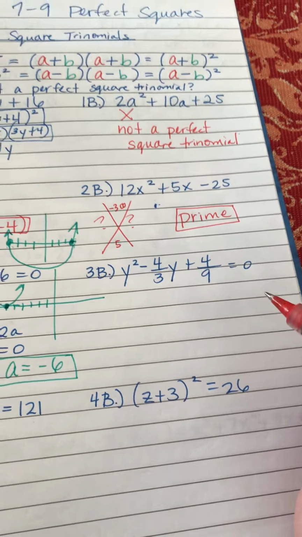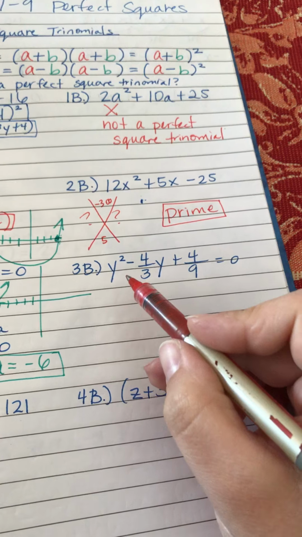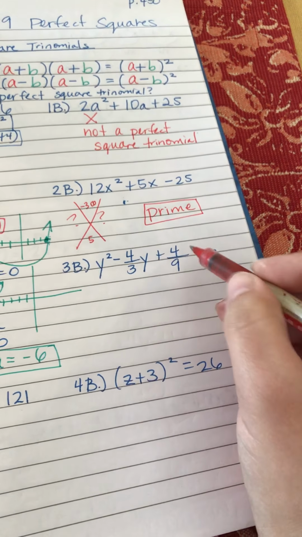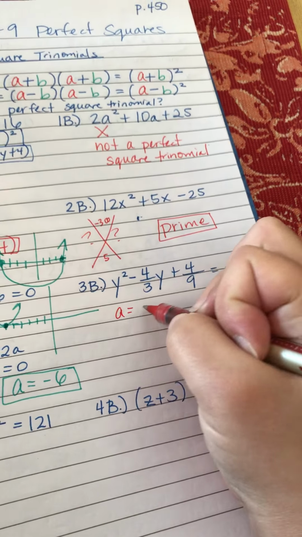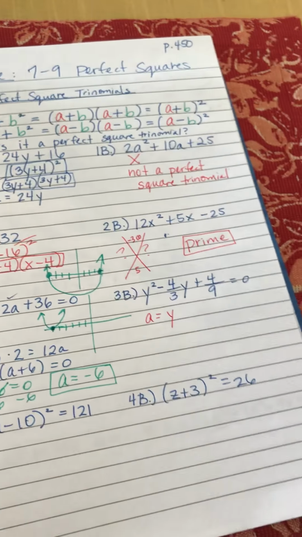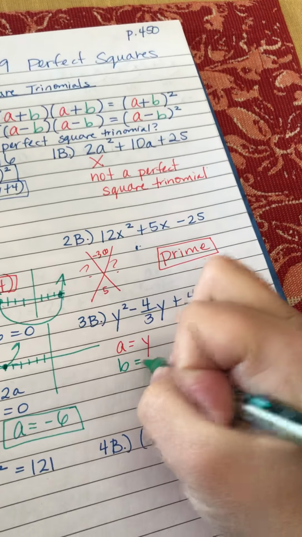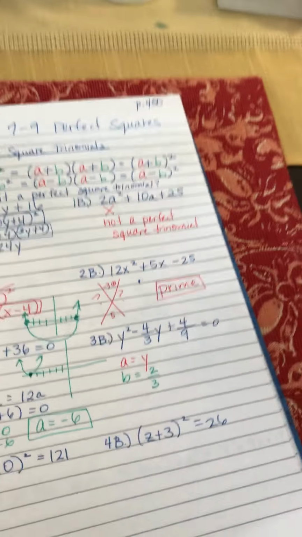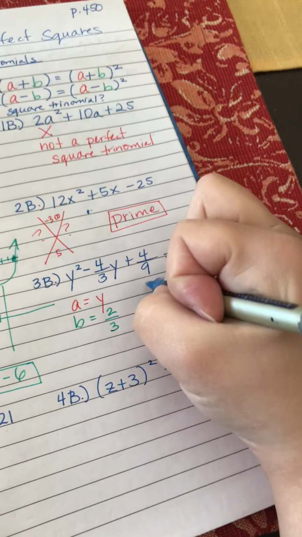Okay, this one here again, it's a trinomial. So first I'm going to look to see if there's greatest common factor, and there is not. Then I'm going to look to see if it's a perfect square trinomial. This is a perfect square, and this is a perfect square. So my a is y. My b is the square root of 4 is 2, and the square root of 9 is 3, so this is 2/3.